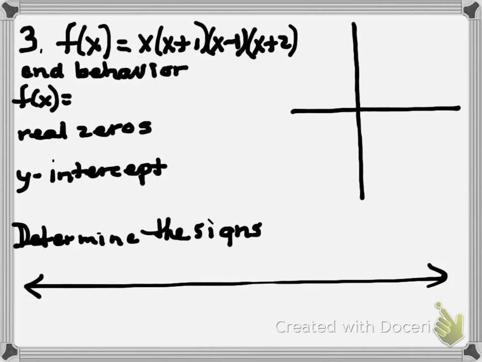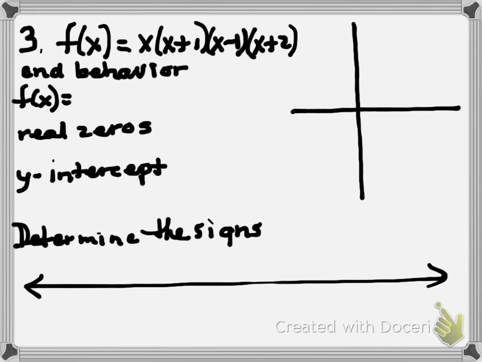So I'm going to take x times (x plus 1), which is x squared plus x. I'm going to multiply the next two binomials together by FOIL. X times x is x squared. The outside, positive 2x. The inside, negative x. And the last term, negative 2. Simplifying, I have (x squared plus x) times (x squared plus x minus 2).